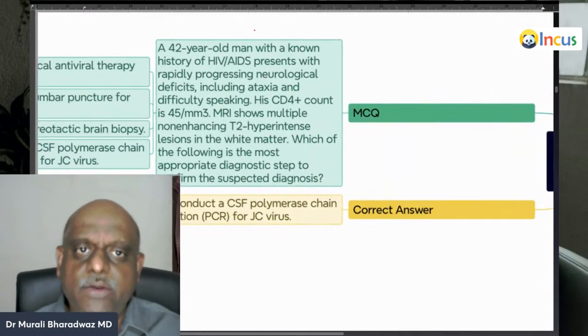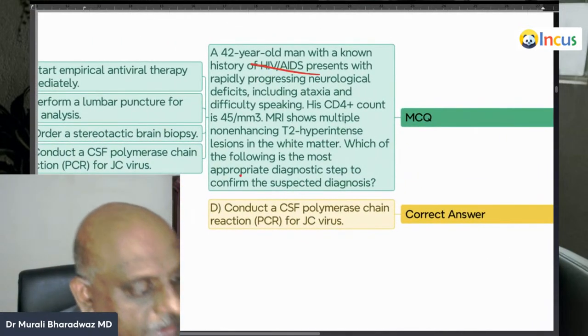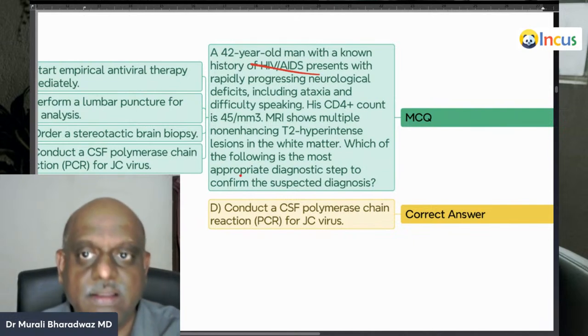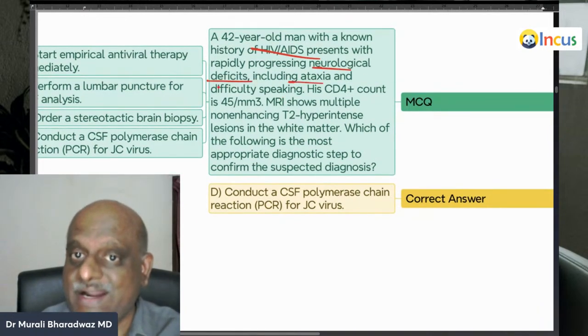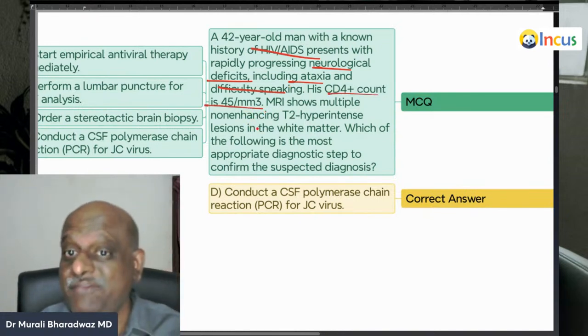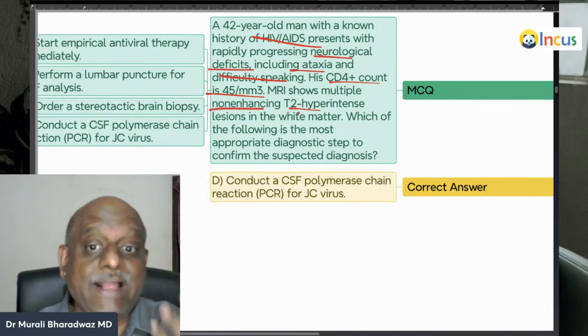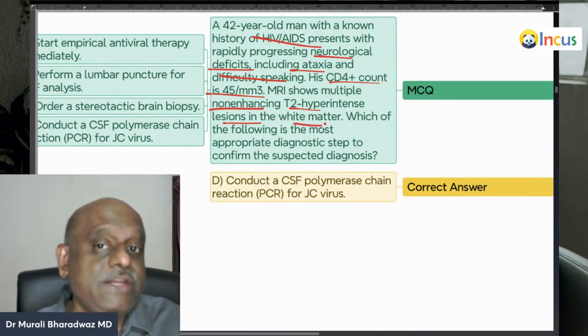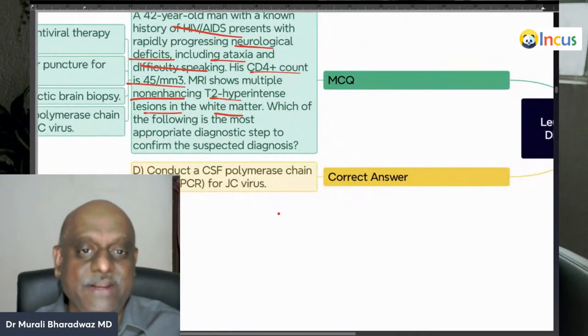A 42-year-old man with a known history of HIV AIDS typically presents with a rapidly progressing neurological deficit, ataxia, and difficulty speaking. CD4 count is only 45, and MRI shows multiple non-enhancing T2 hyperintense lesions in the white matter. What is the best way to diagnose?